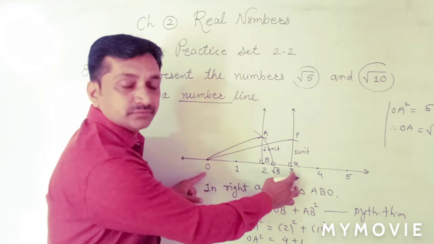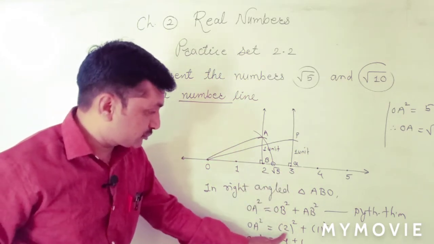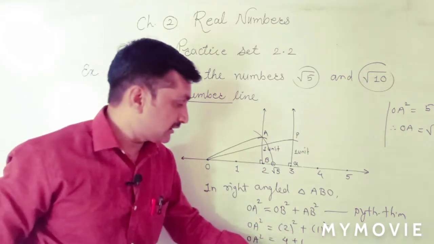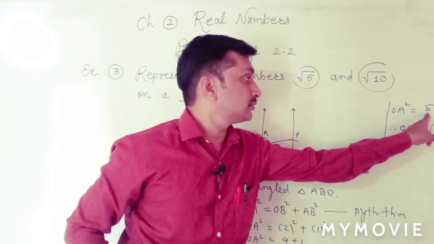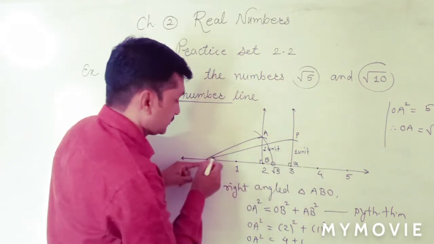And this is 3 unit. Okay. Same way we can find here. Now this is 3 unit. 3 square plus 1 square. 3 square 9. 9 plus 1 10. And this is square root of 10. We get square root of 10.